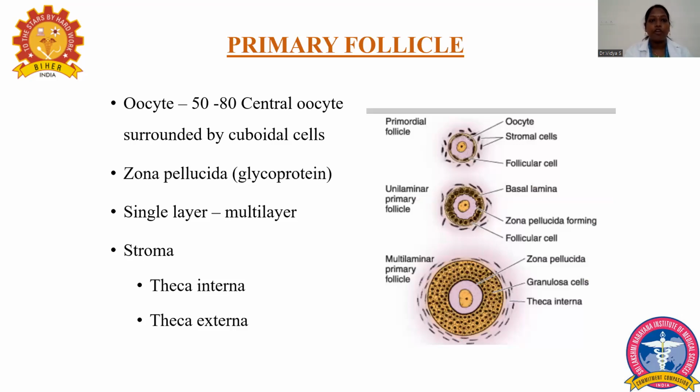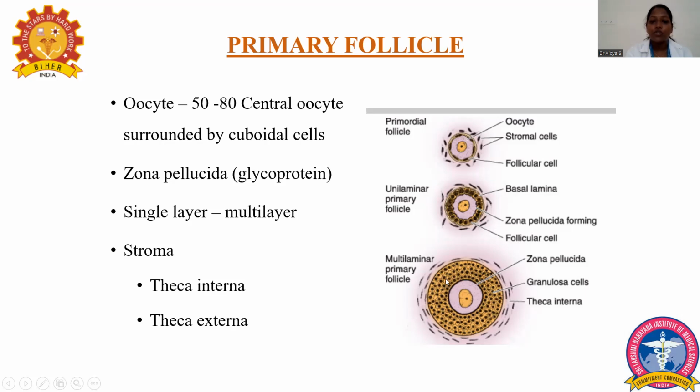Next is the primary follicle. The central oocyte is present, but it is surrounded by cube-shaped cells called cuboidal cells. In this primary follicle, we can see the zona pellucida, lining the periphery of the oocyte. That is a glycoprotein which surrounds the primary oocyte. That is called the zona pellucida, nothing but a glycoprotein layer. It can have a single layer and it can also have multiple layers. So this one is the unilaminar primary follicle, which consists of the zona pellucida and a single layer of follicular cells.